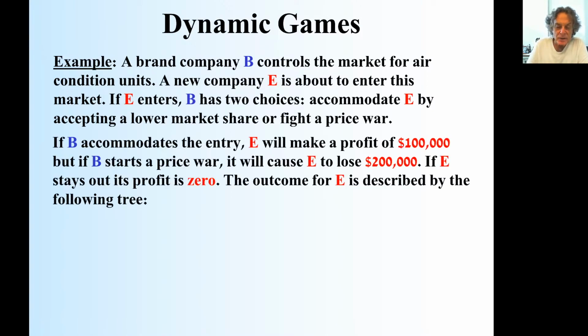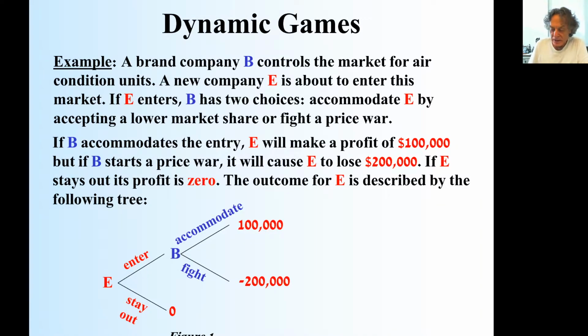So let's describe it in more detail. If B accommodates the entry, not fighting, E will make a profit of 100,000. But if B starts a price war, it will cause E to lose 200,000. If E stays out, its profit is 0. The outcome for E is described by the following tree.